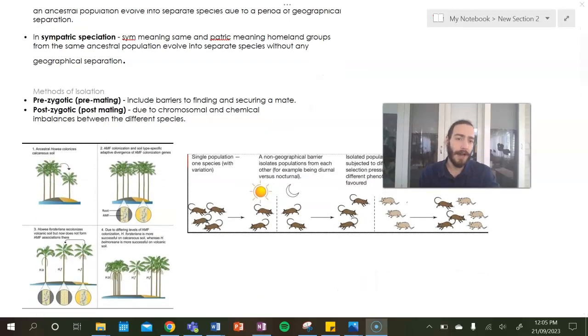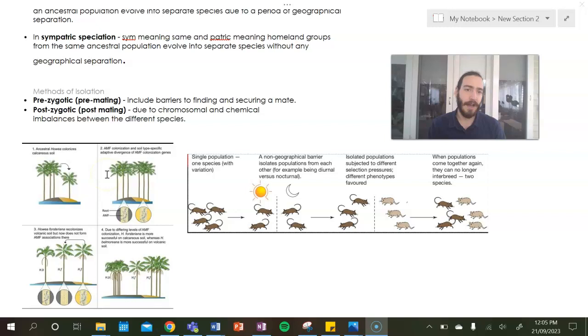Now, the example that you have to know for sympatric is the Howea palms. But I'm going to talk about these mice examples first, just to get us settled with sympatric. So imagine you've got this mouse population here. It's a whole bunch of brown mice, and they all come out during the day and eat their food, and then that's it. Okay, great. Now imagine variation arises in the population that there's a black mouse, or we'll use this one, there's a white mouse.